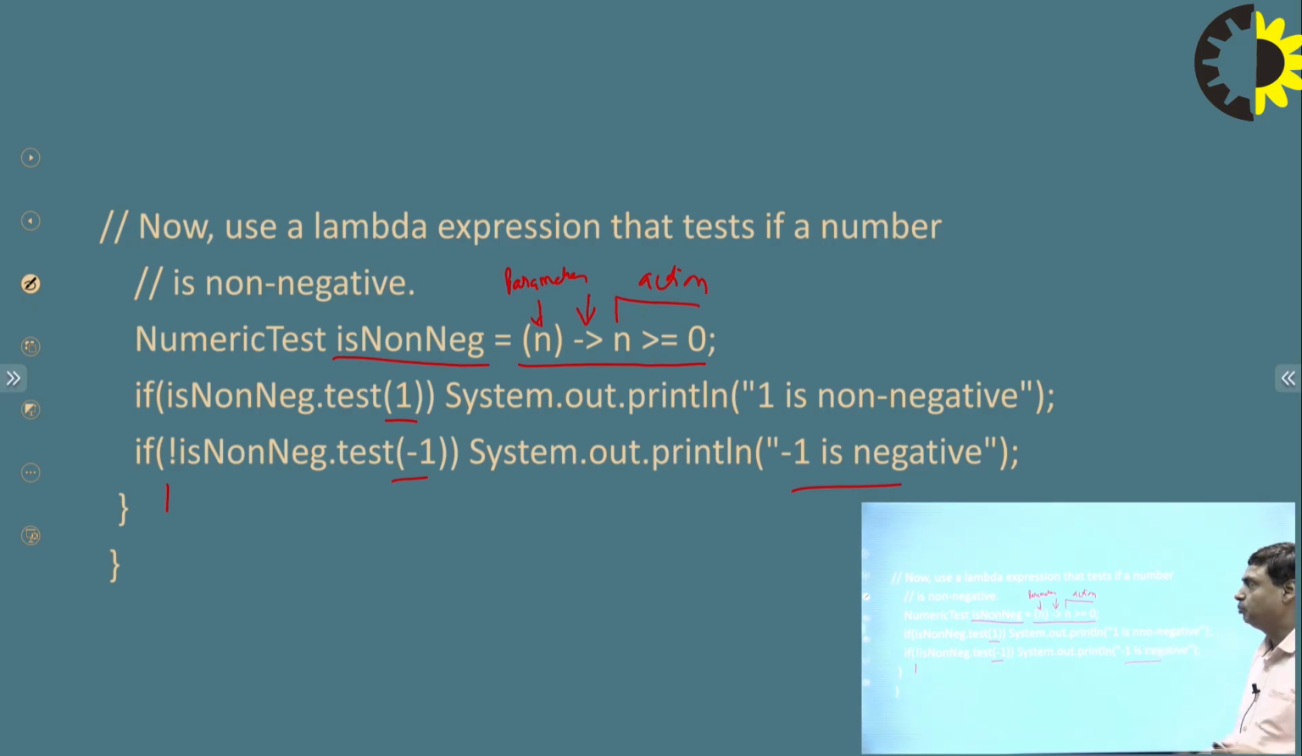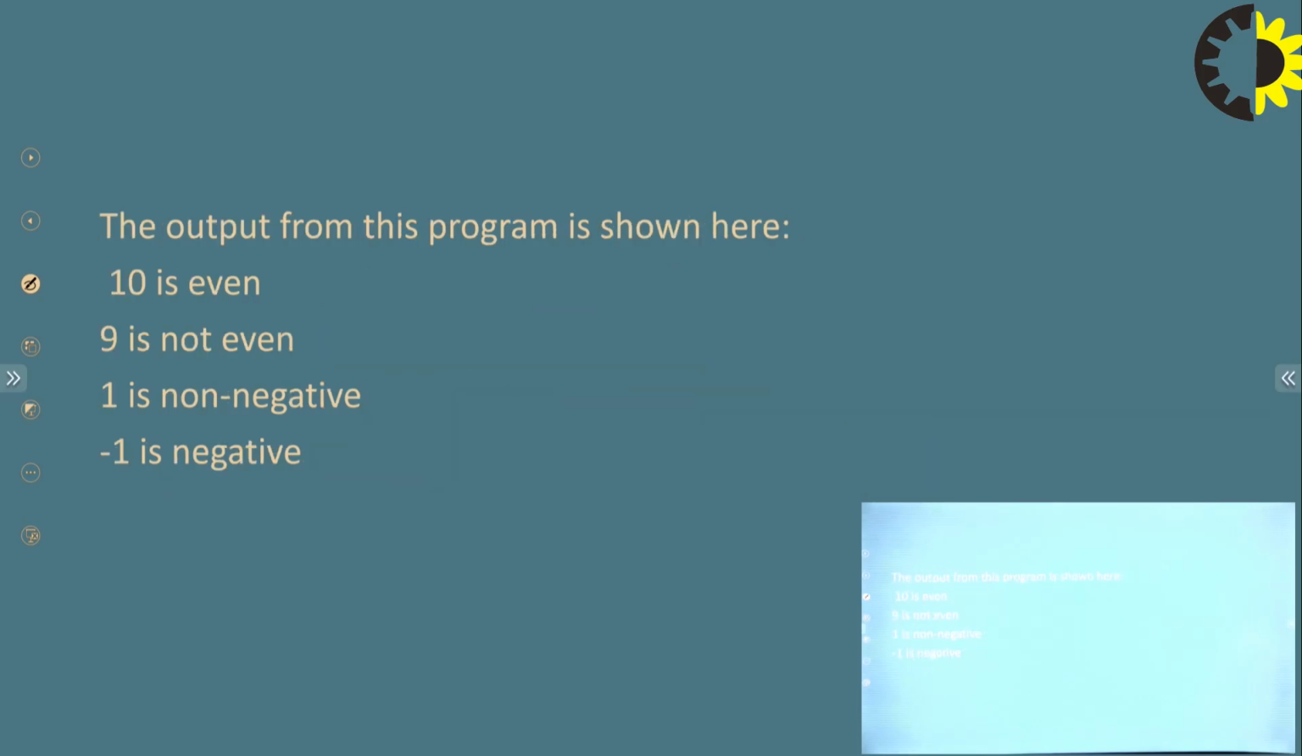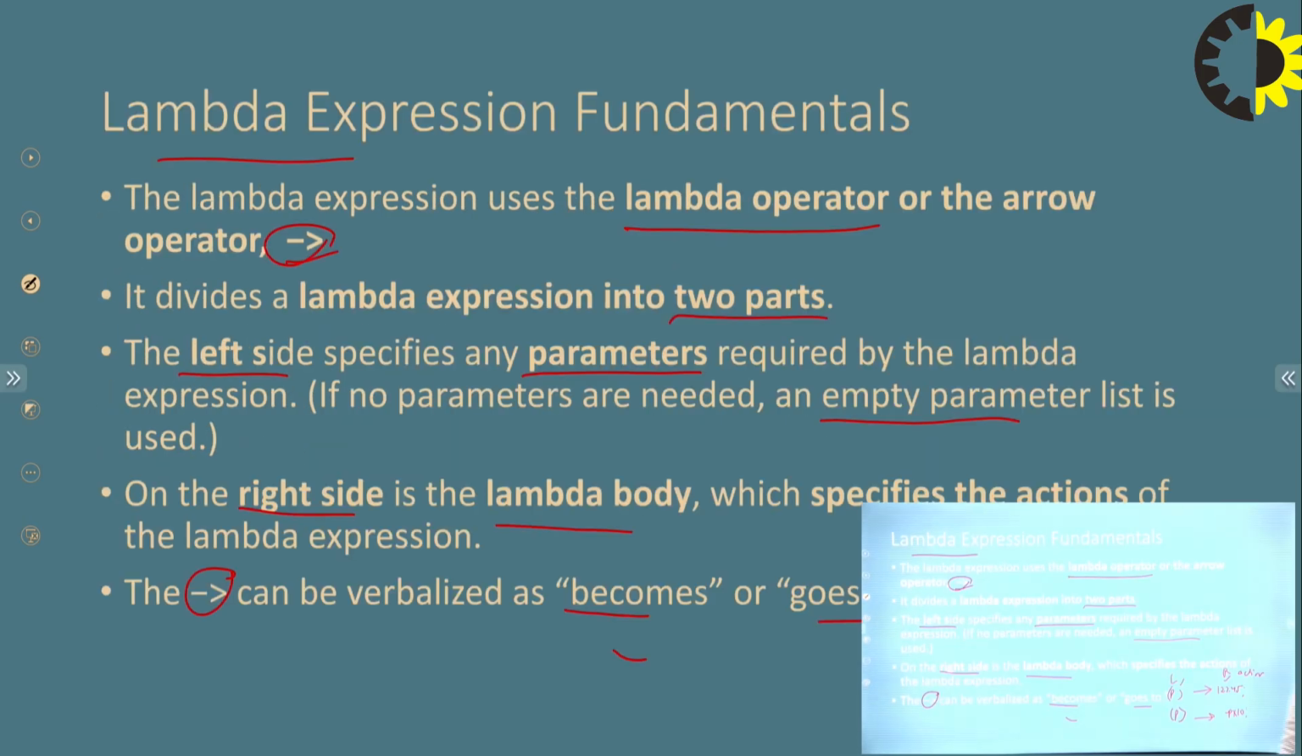So it is an example of how to write the lambda expression. Up to this slide, our understanding is that to write any lambda expression, we need to use the arrow operator. This arrow operator is important.